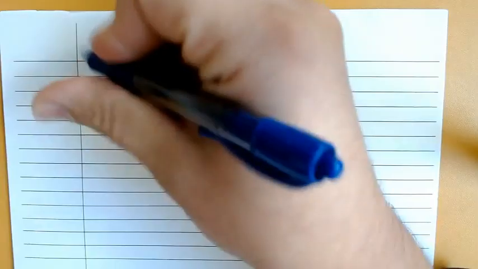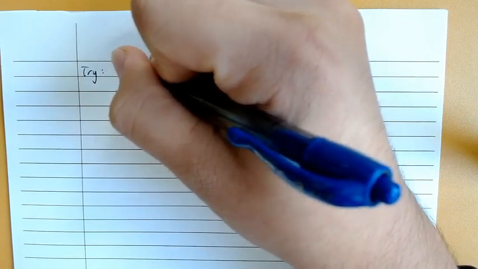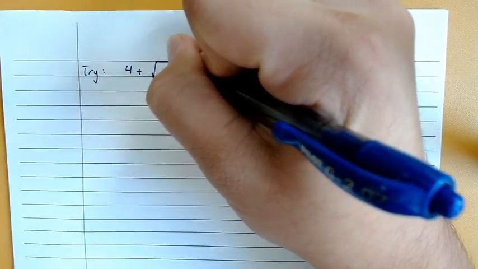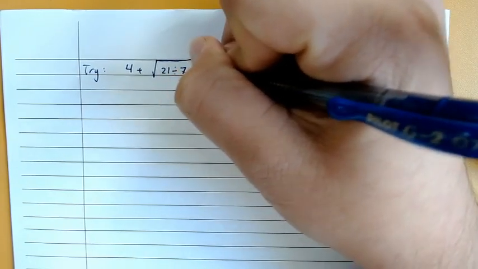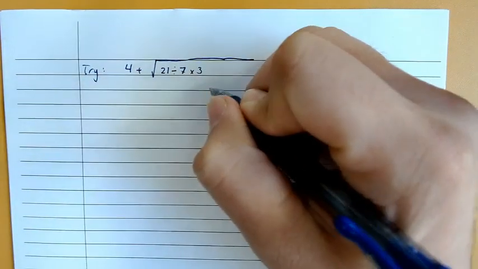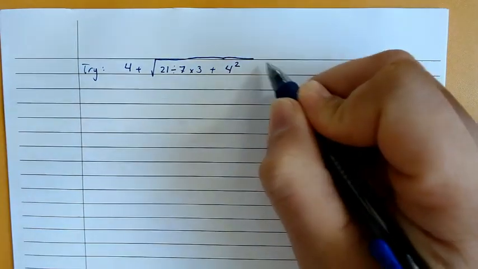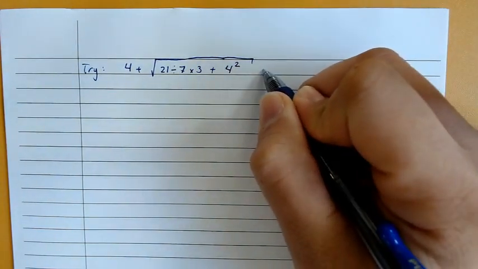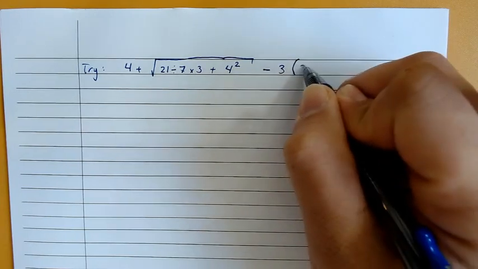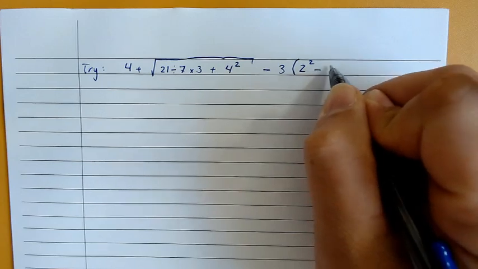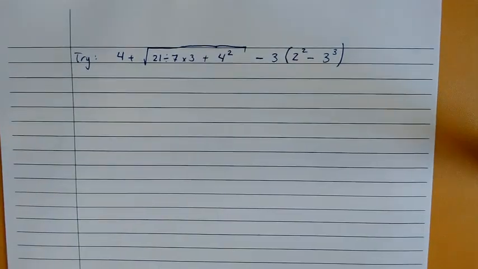Okay, let's see here. So let's take 4 plus the square root of 21 divided by 7 times 3 plus 4 squared minus 3 times 2 squared minus 3 to the third. Okay, go ahead and give that a try, following the order of operations.